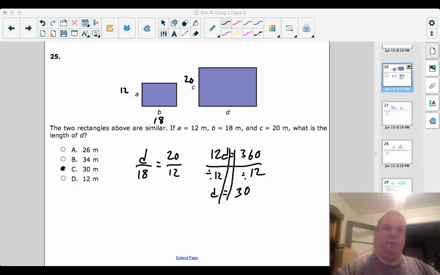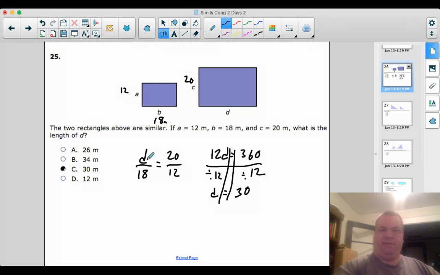All right, welcome back. Hopefully you got C. 30 meters is the right answer. And once you label these, D matches up with 18. And then because I did the bigger to the smaller, I got to do bigger to the smaller, so that'll be 20 to 12 over here. Cross multiplying gives you 12d equals 360. Divided by 12 gives you 30. Again, you might have noticed this is 1.5 times as big as 12. You do the same thing here to get 30.